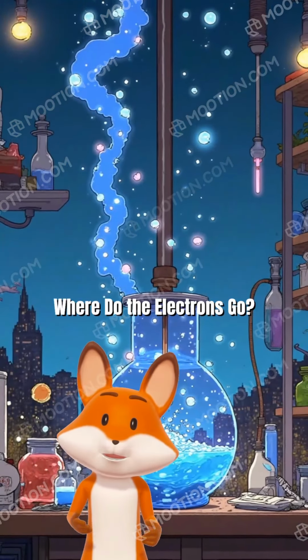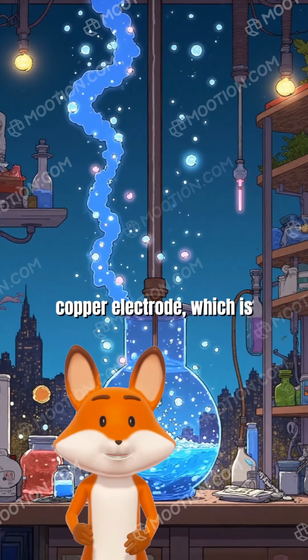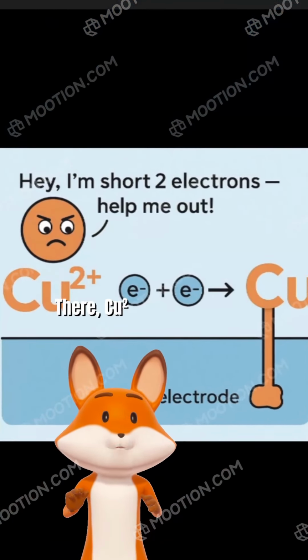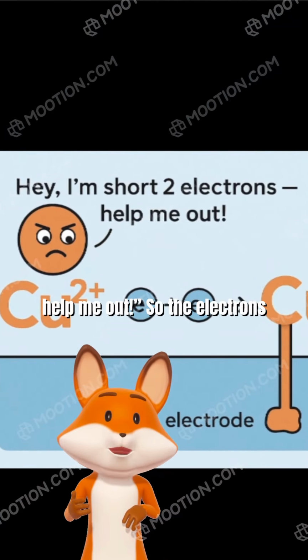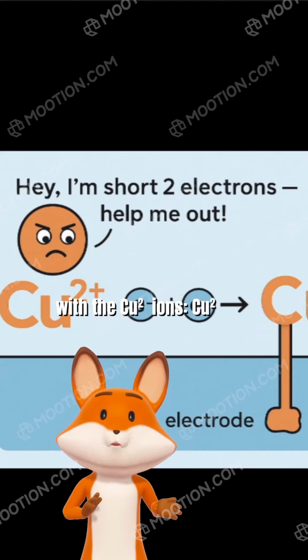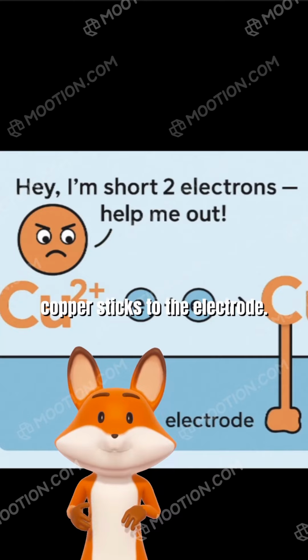Where do the electrons go? The electrons travel through the wire and finally reach the copper electrode, which is dipped in CuSO₄ solution. There, Cu²⁺ ions are like, hey, I'm short 2 electrons, help me out. So the electrons enter the solution and react with the Cu²⁺ ions. Cu²⁺ + 2e⁻ → Cu (solid), boom. Solid copper sticks to the electrode.